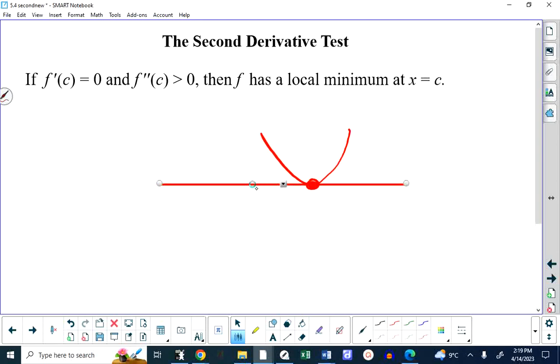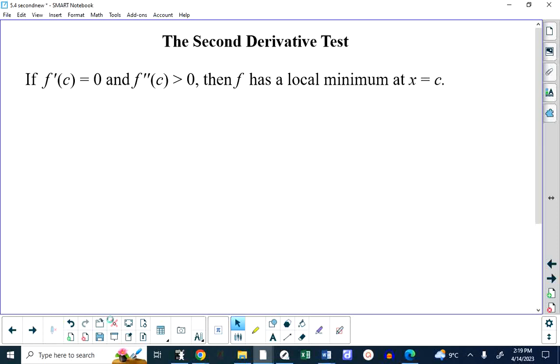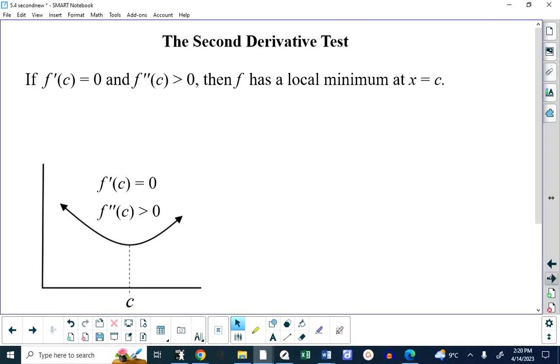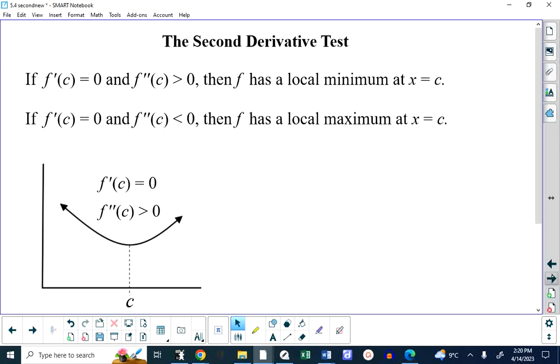If the first derivative is 0 and the second derivative is positive, there has to be a minimum there. Right? The only way the first derivative can be 0 is if the slope is 0. The only way it can be concave up is if it has that general shape. So that point must be a minimum. Conversely, if the first derivative is 0, but it's concave down at that point, then you have to have a maximum.